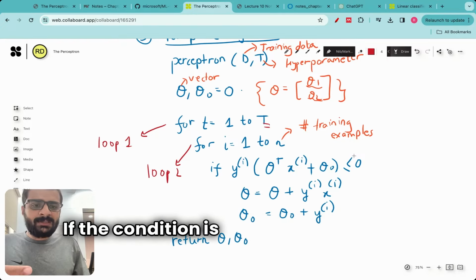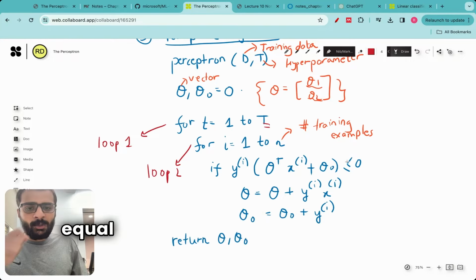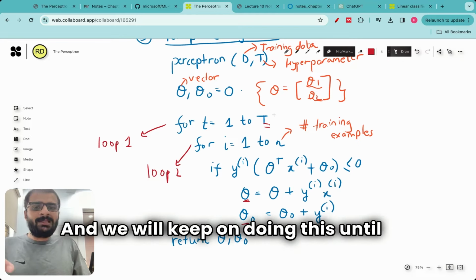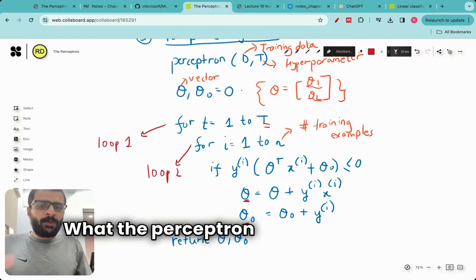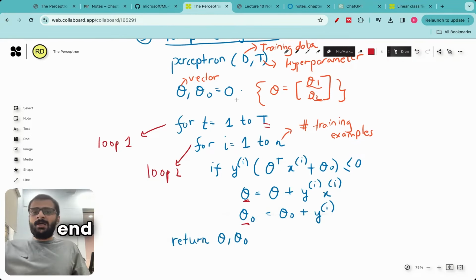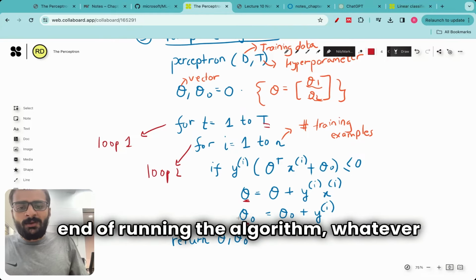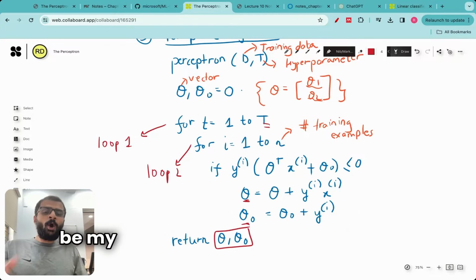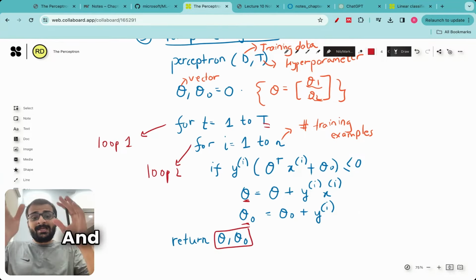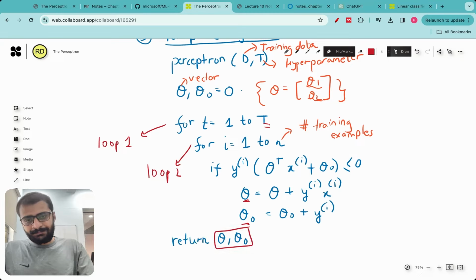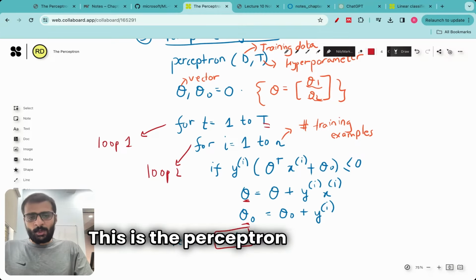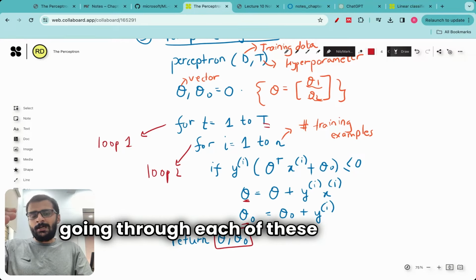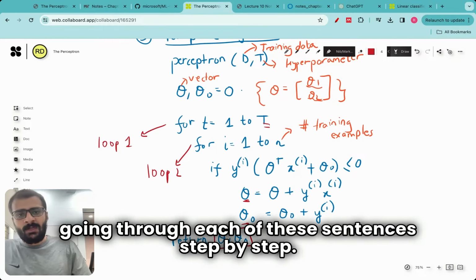If the condition is satisfied, or if it's less than or equal to 0, we will update theta and theta naught, and we'll keep on doing this until the loop stops. What the perceptron algorithm tells us is that at the end of running the algorithm, whatever updated theta and theta naught remain at the final step, those will be my optimal theta and theta naught, and that will give me my straight line. This is the perceptron algorithm, and in the rest of the lecture, I'll be going through each of these sentences step by step.